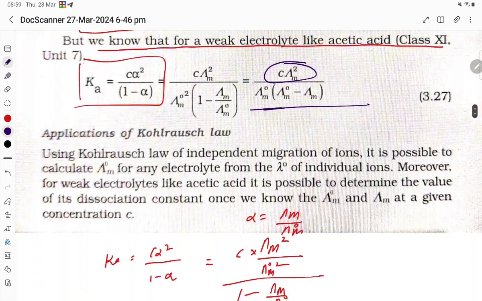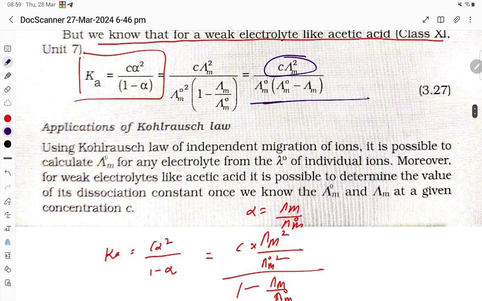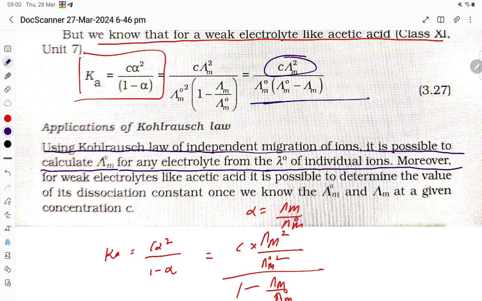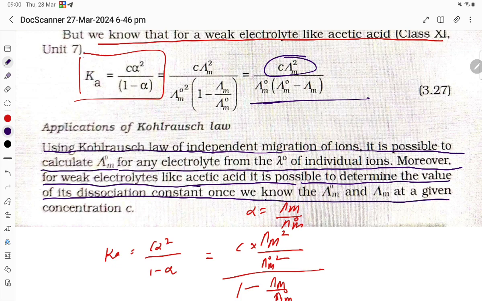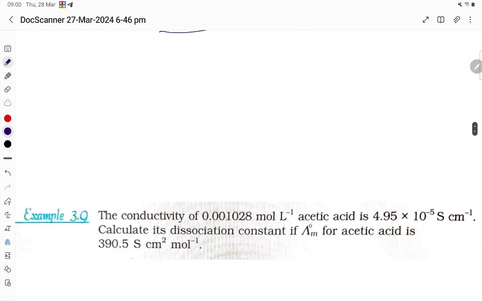Now, application of Kohlrausch's law. Using Kohlrausch's law of independent migration of ions, it is possible to calculate lambda m naught for the electrolyte from lambda naught of the individual ions. Moreover, for a weak electrolyte like acetic acid, it is possible to determine the value of its dissociation constant once we know lambda m naught and lambda m at a given concentration C.